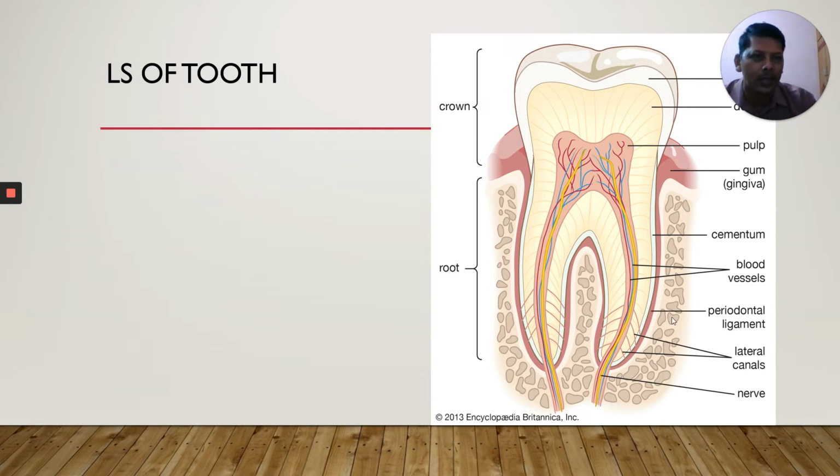You learnt in first year what is meant by ligament and what is meant by tendon. A ligament connects one bone with another bone. Here it is connecting the tooth with the jawbone, and here there is a joint called the dento-alveolar joint. It is very firm.